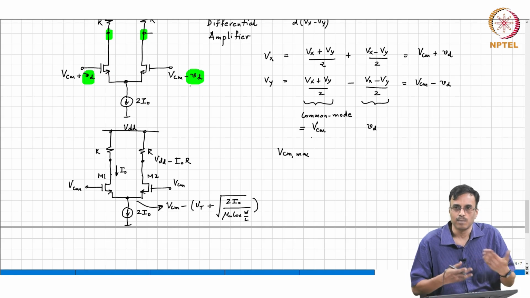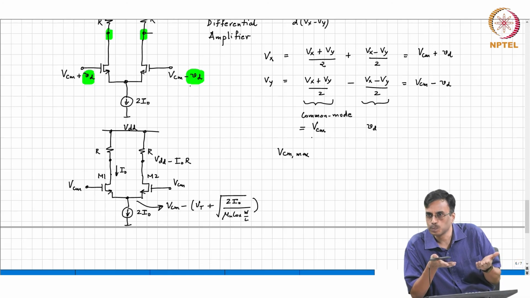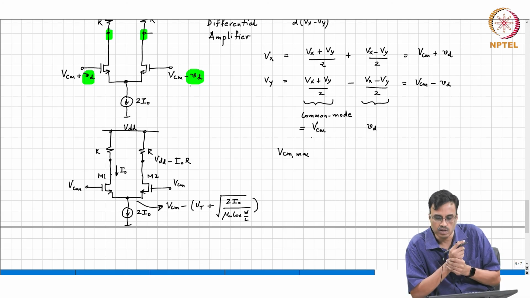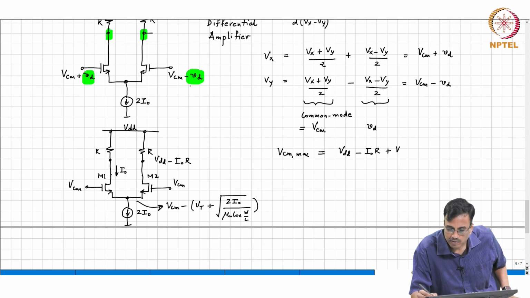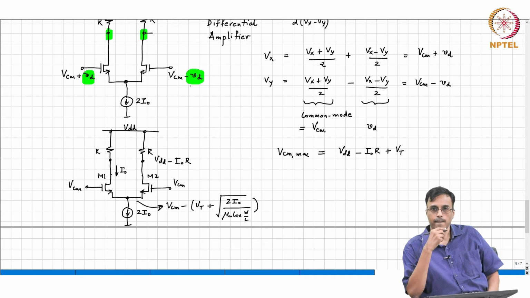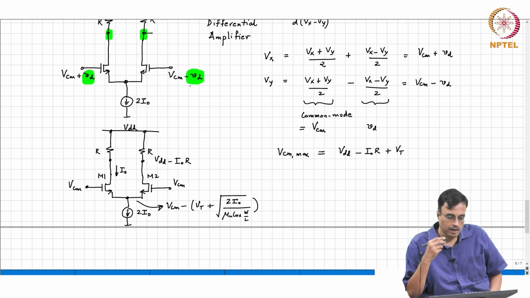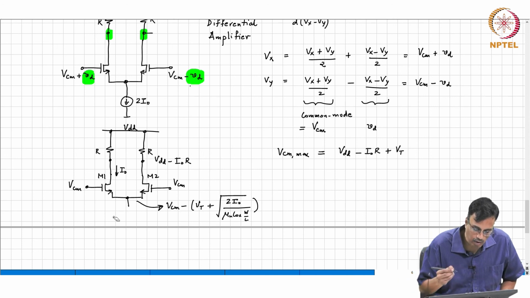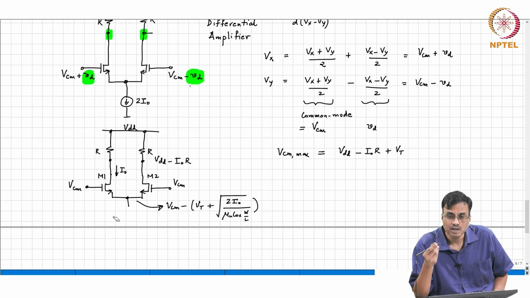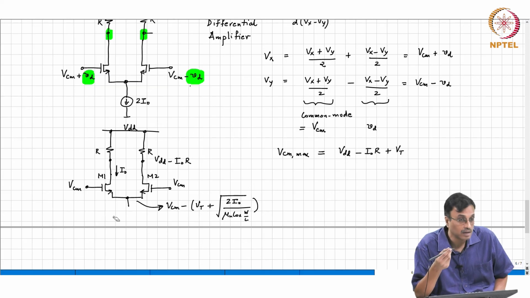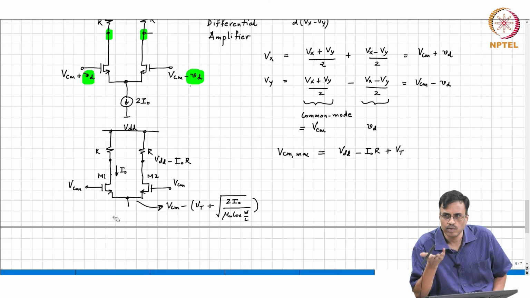So, there must be a maximum input common mode voltage you can use before the transistors go into the triode region. And so, what is that VCM max? Very good, VDD minus I naught R plus VT. Okay. And how are we going to realize this current source? Current mirror with what?